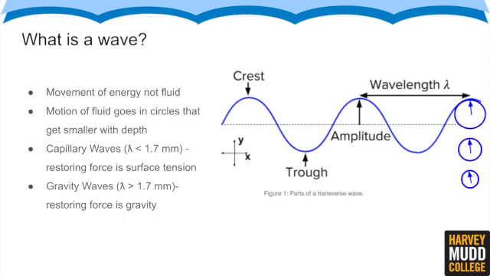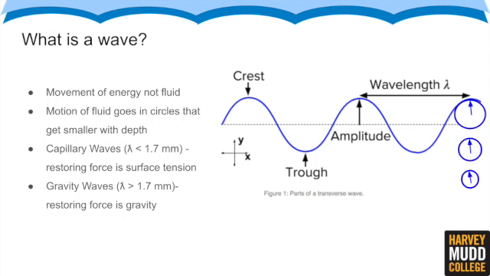So the first thing we want to answer is, what exactly is a wave? So a wave is actually a movement of energy, not fluid itself. As you can see here on the figure on the right, the little circles with the arrows show the movement of a particular particle of water as a wave passes through it. So depending on where that particle is, whether it's kind of near the top of the water or the bottom of the water, it's going to rotate with a larger or smaller radius.